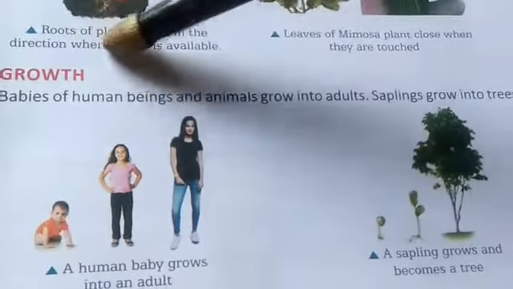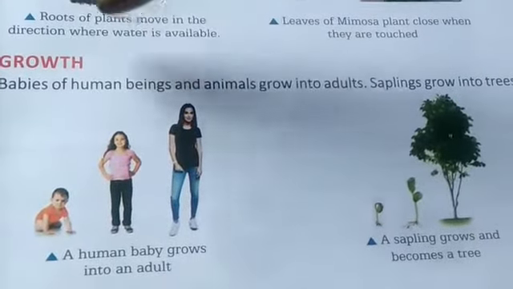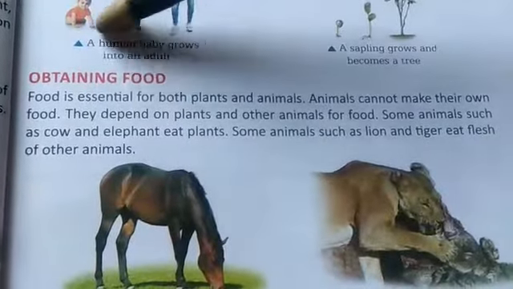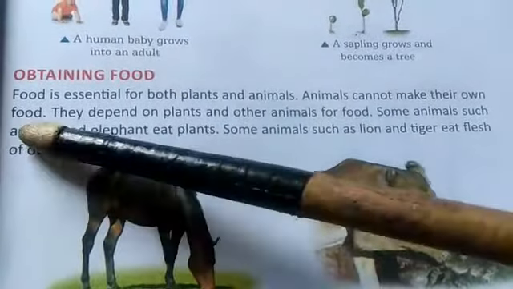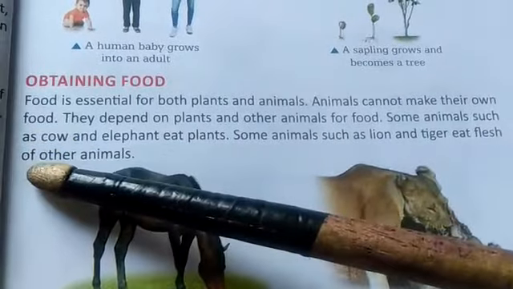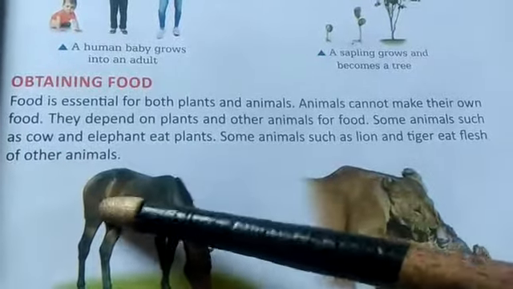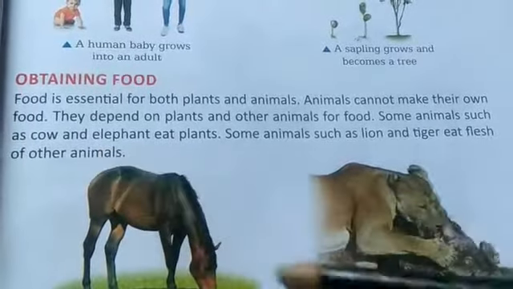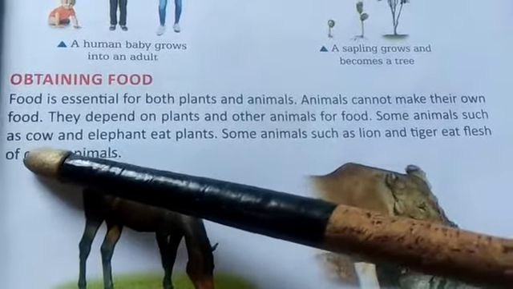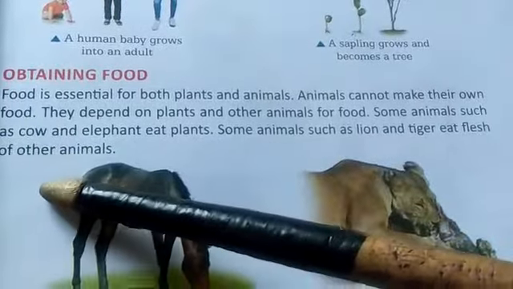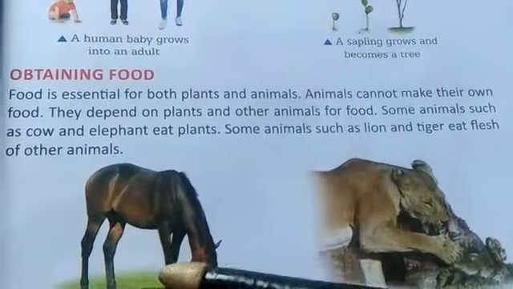This is how plants show their growth. Third point, obtaining food. Food is very essential not only for plants and animals but for all living beings. Without food, no living being can survive. Animals cannot make their own food. They depend on plants or other animals for food.